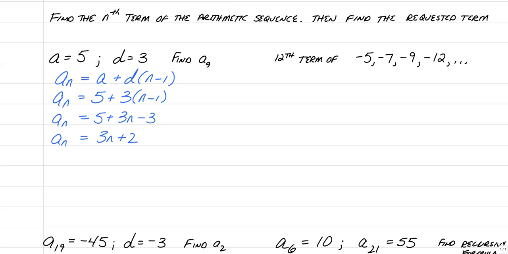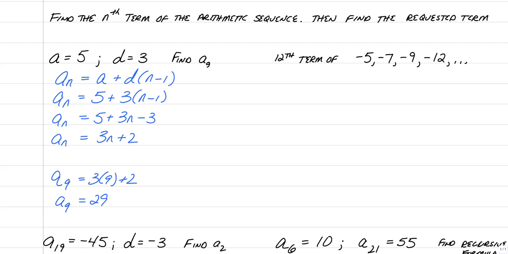To find a sub 9, all you have to do is substitute 9 in for n. So a sub 9 is equal to 3 times 9 plus 2, and 27 plus 2 gives us a sub 9 is equal to 29. That's how you work with arithmetic sequences, using the formula to find the nth term and then using that to evaluate others.